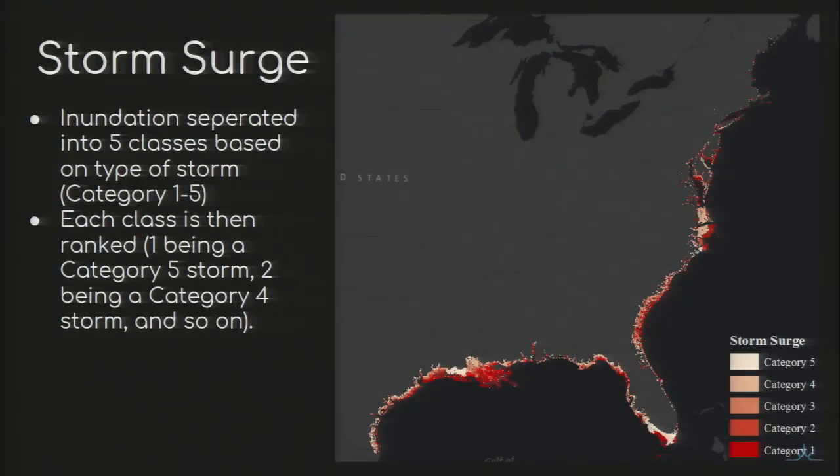So with storm surge, basically the way that we address this is by separating it by the category of storm. So an area that would flood from just a category 1 storm would be considered hot or more vulnerable than an area that would flood only after a category 5 storm. So those are kind of inverted numbers, which can be confusing, but it basically is showing that if an area floods with a lower category storm, that would be more at risk.